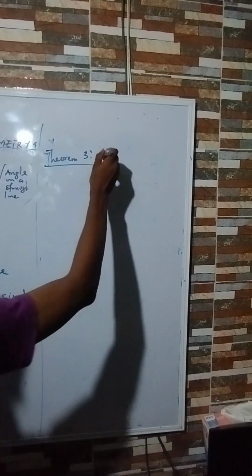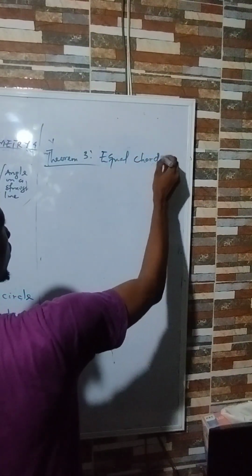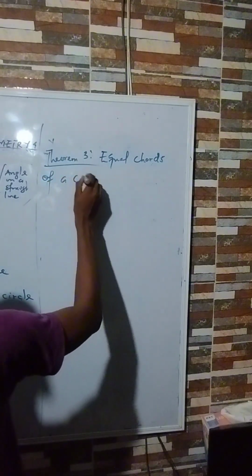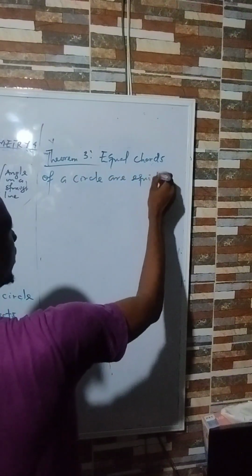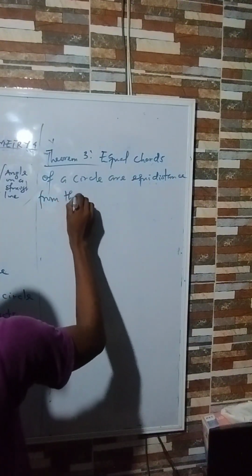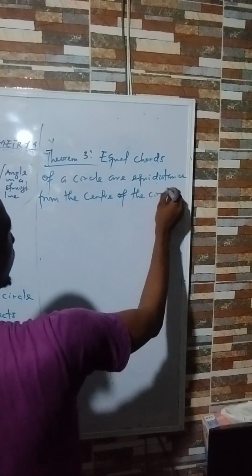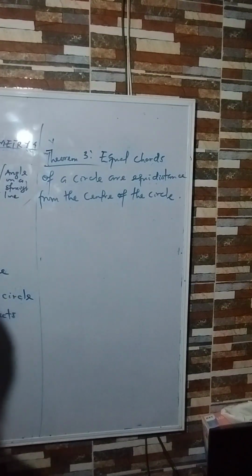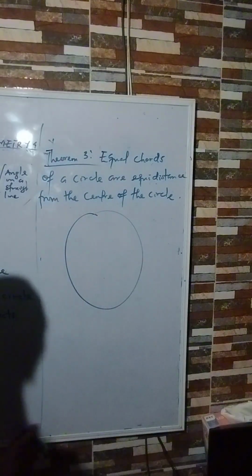That one states that equal chords of a circle are equidistant from the center of the circle. Equal chords of a circle are equidistant from the center of the circle. What is the meaning of equal chords?